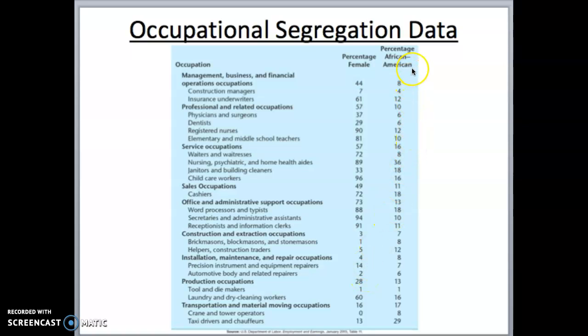If you go by race, for African Americans, you see very high numbers when it comes to home health aides, nursing, psychiatric assistants, 36%. And another high one would be taxi drivers and chauffeurs. Low numbers would be construction managers, surgeons, dentists, and down here, tool and die makers. So you just get a flavor for the types of segregation that exists across industries.